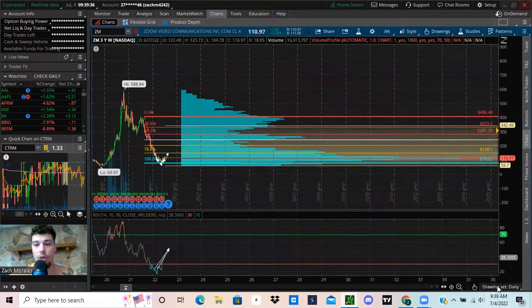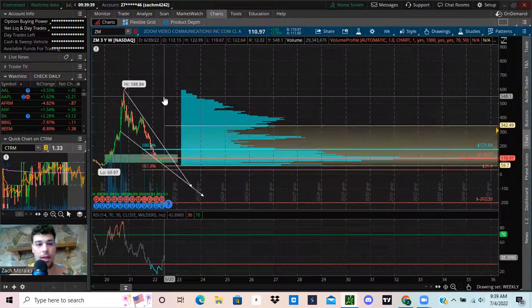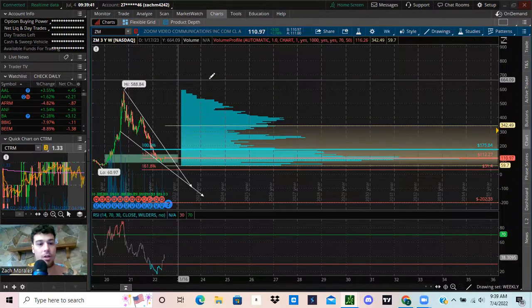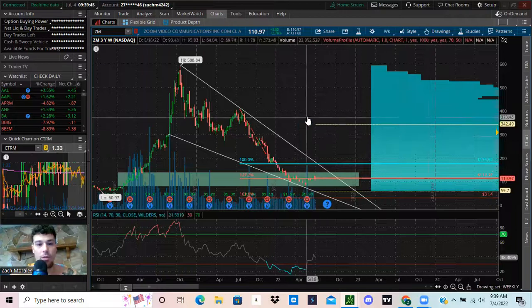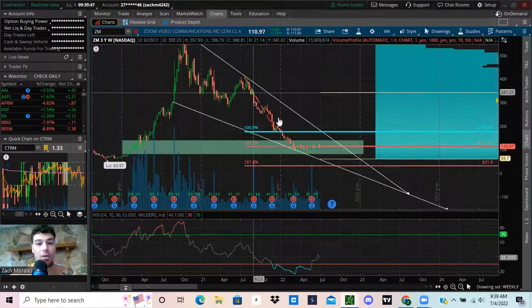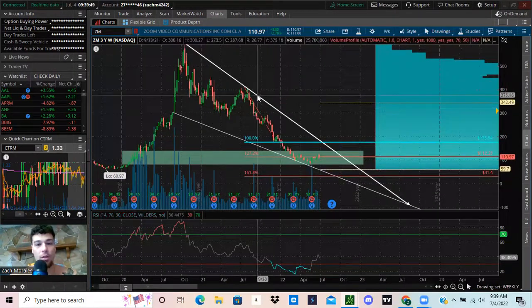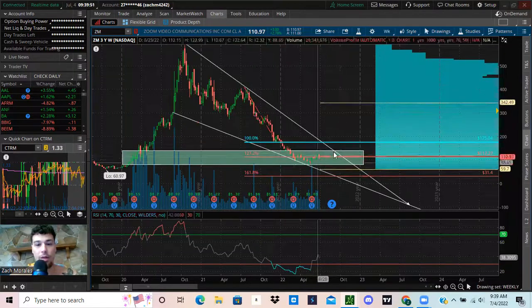We'll go out to the weekly chart and zoom out a little bit. We have this very long-term pattern over here. It's going to be a descending wedge, descending triangle pattern. This is a bullish pattern, but until we break out of it, we're going to keep heading down. As you can see here, we're bouncing off the bottom.